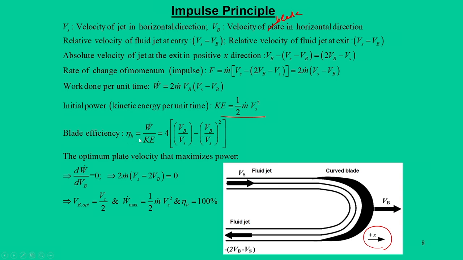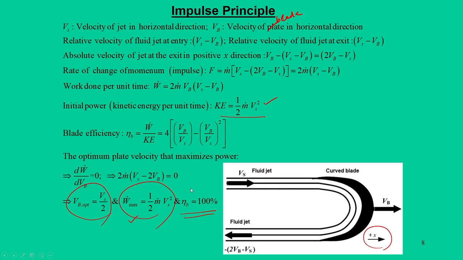We can now differentiate the work done W dot with respect to Vb to find out the optimum velocity that maximizes the power. This gives the condition that Vb will be Vs by 2; the optimum velocity remains the same as that of the flat plate. W max is half m dot Vs square, but earlier it was 1 by 4 m dot into Vs square, which means that if you compare the kinetic energy of the jet and the maximum power, they are the same. So, obviously, the efficiency of the blade is 100%.